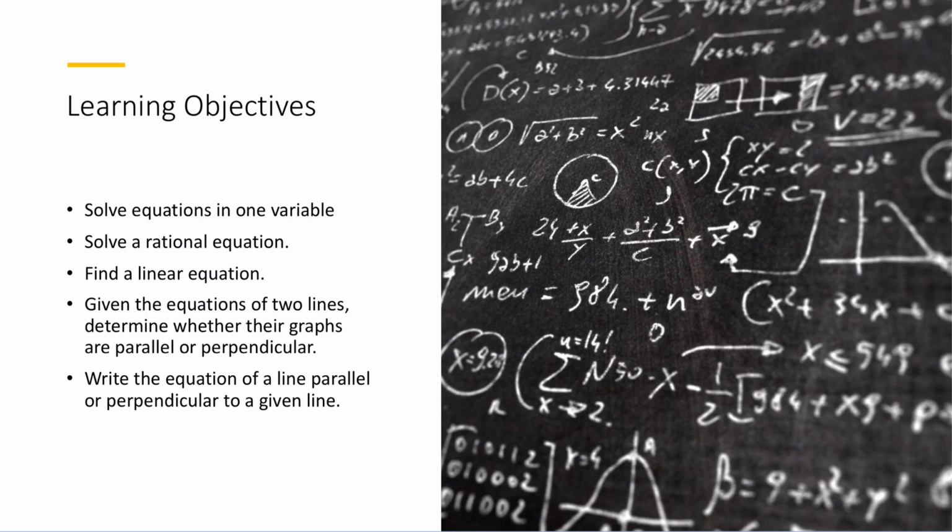A few learning objectives. Solve equations in one variable. Solve a rational equation. Find a linear equation. Given the equations of two lines, determine whether their graphs are parallel or perpendicular, and then write the equation of a line parallel or perpendicular to a given line.